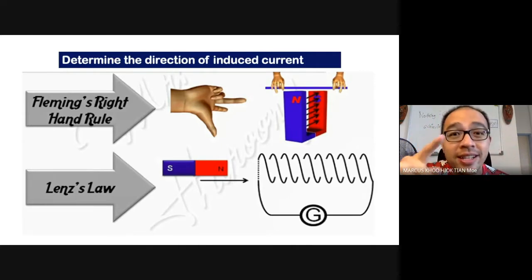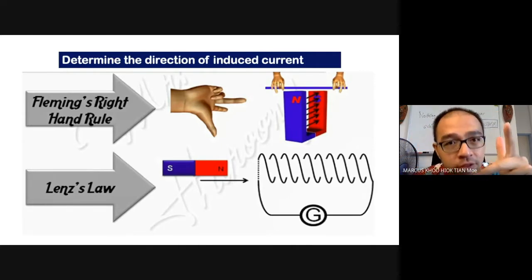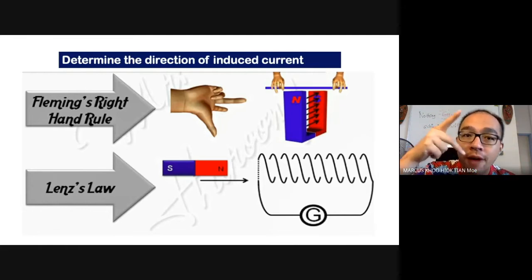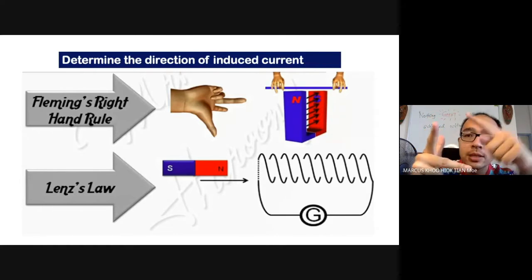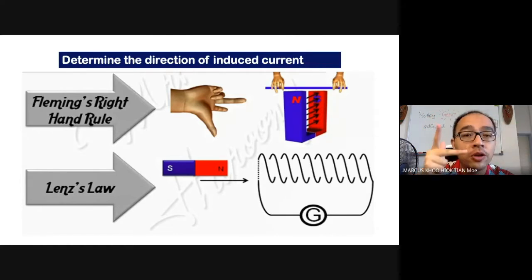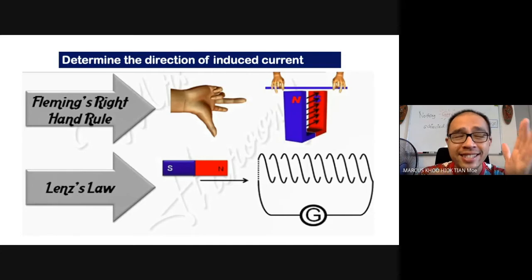This is where it gets very difficult. The left hand rule is used for motors, cases where you want to determine the force. But the right hand rule uses exactly the same things: force, magnet, current, but you use the right hand to determine the current. So it's very important that you know the difference between your left hand and your right hand, because they determine different things.